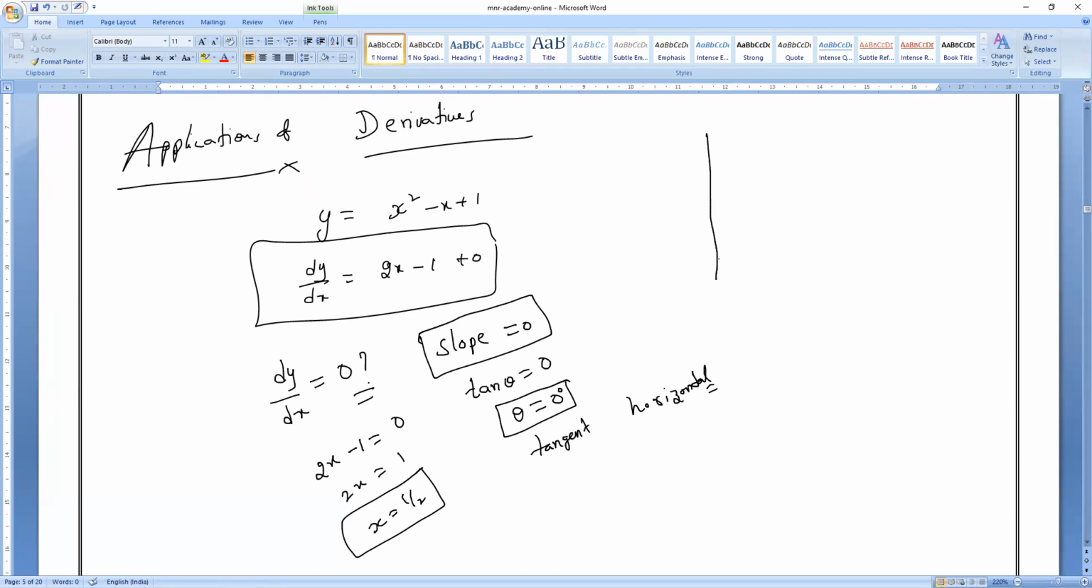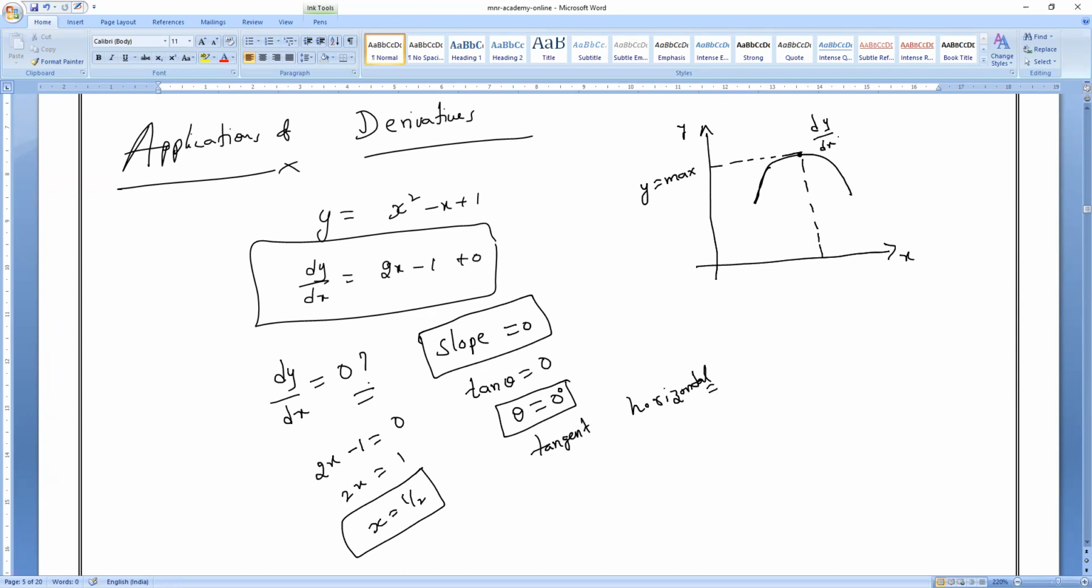Observe very carefully. This is the x axis and this is the y axis. Let me take y becoming maximum. Let me take this parabola curve. Where is the maximum? This is the maximum y. Yes or no? Understood? Y becoming maximum means what is the differentiation here?